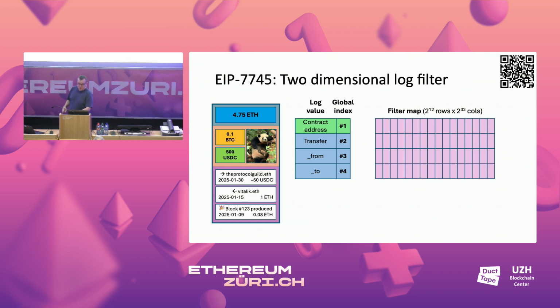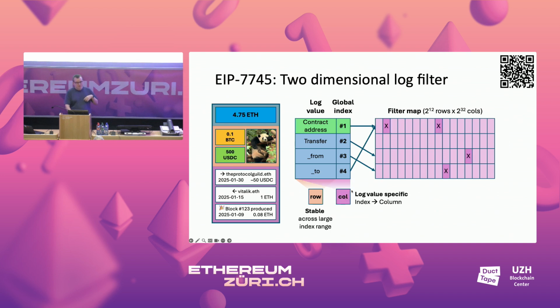And now for every single log value, like contract address, this transfer, the from and the to, there is a transformation to compute the row. So each of them gets assigned to a row. This is the same row for a really long time, regardless of the instance. So if you have a lot of logs that cover your wallet, they will all end up in the same row. And then there is also a column transform that allows us to find a coordinate in that map that corresponds to this particular log, like the index also goes in here. So every single log value leaves one mark in this matrix.